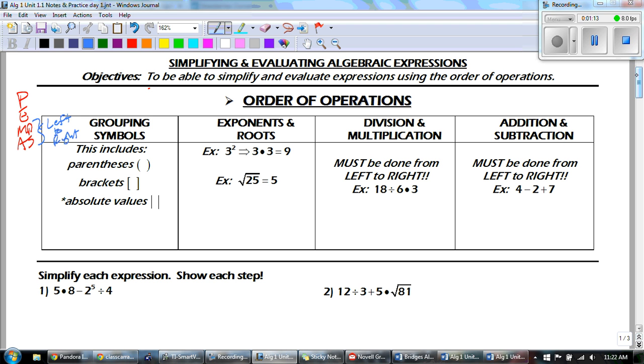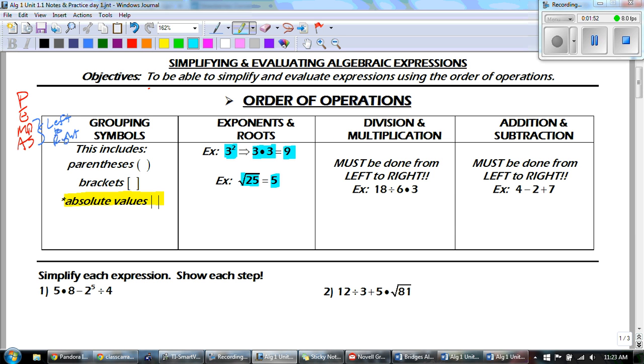So the first thing that we need to look at is our grouping symbols. That's what the P stands for, the parentheses. This includes parentheses, brackets, and yes, it also includes absolute value. Don't forget about those. Absolute value is the distance a number is from 0. So we'll go through some of those. Exponents and roots. Remember that 3 squared means 3 times 3, which is 9. And the square root of 25 is 5.